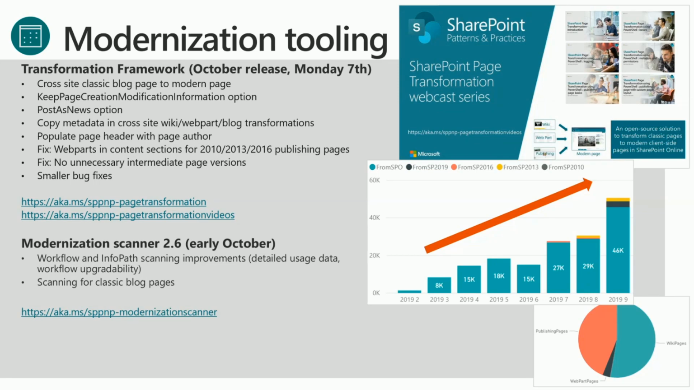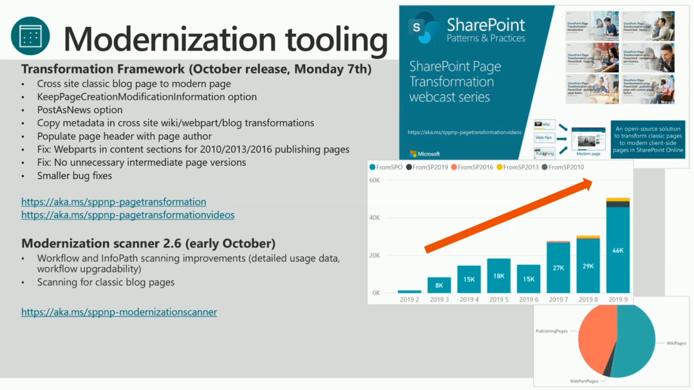The copy metadata now also works in cross-site transformation scenarios. So previously, when you had a wiki page, let's say you read a wiki page in SharePoint on-prem and create a modern page in SharePoint Online, at that point we didn't copy the metadata, but it has been fixed now. So we have full metadata copy cross-site if that's needed for you.